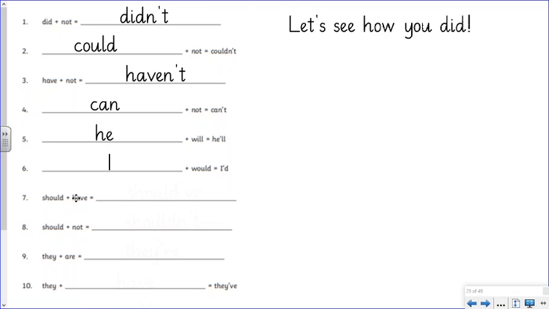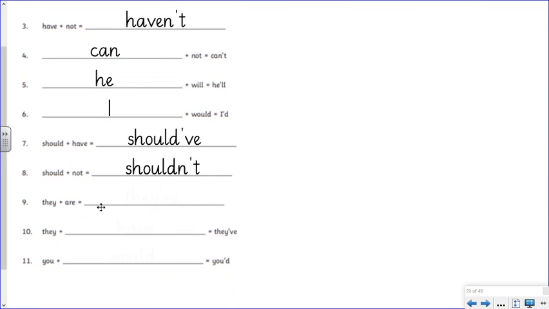Number 7, should and have makes should've. Should and not makes shouldn't. Number 9, they and are makes they're. Now remember, this is one of the ways of spelling there. There are also 2 other ways, so don't get confused with this one. Number 10, they plus what makes they've. Think about those last 2 letters. Well done, it's have. Okay. And number 11, you plus what is you'd. You would. Well done, super.